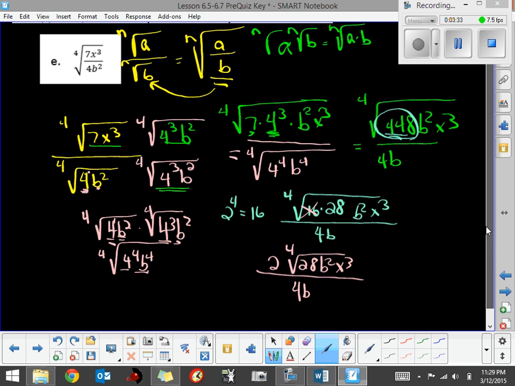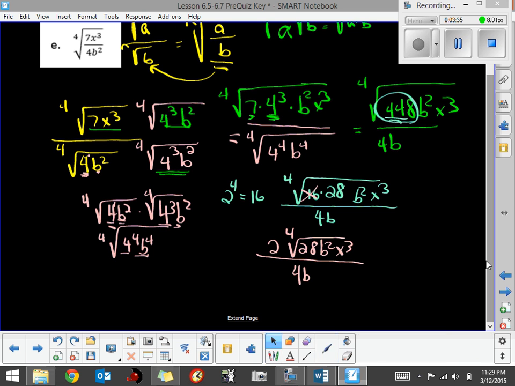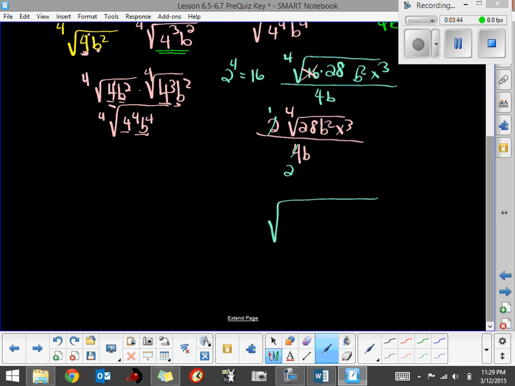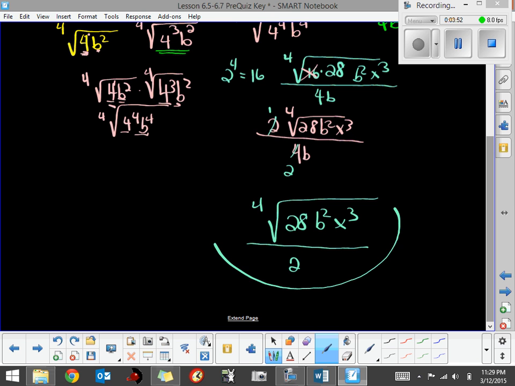And we're almost there. We're going to simplify one more thing. We're going to simplify the factor of 2 with this factor of 2 down here. So the 2 becomes a 1, the 4 becomes a 2. So the final result that I thought we should have should be the fourth root of 28 b squared x cubed all over 2. So that one got a little bit more involved than the others, but it was pretty good skill practice for us.